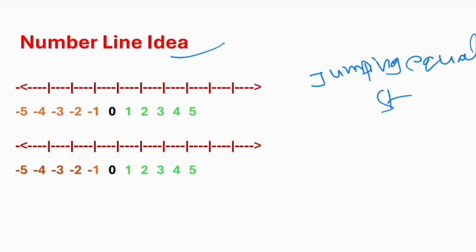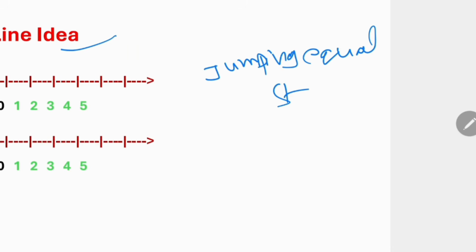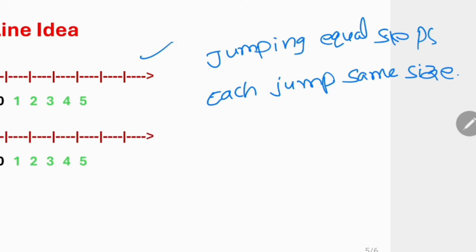Jumping equal steps forward. Here each jump is the same size. Please remember, here each jump is the same size. For example, let's observe the number line. We take an example: 4 into 2 is equal to how much?